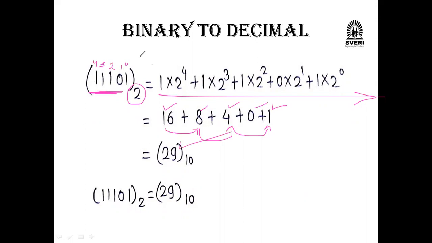So this binary value is converted into a decimal number here. This is a decimal number, right? Like this, we have to do the conversion. Is it clear? I think it is clear only.